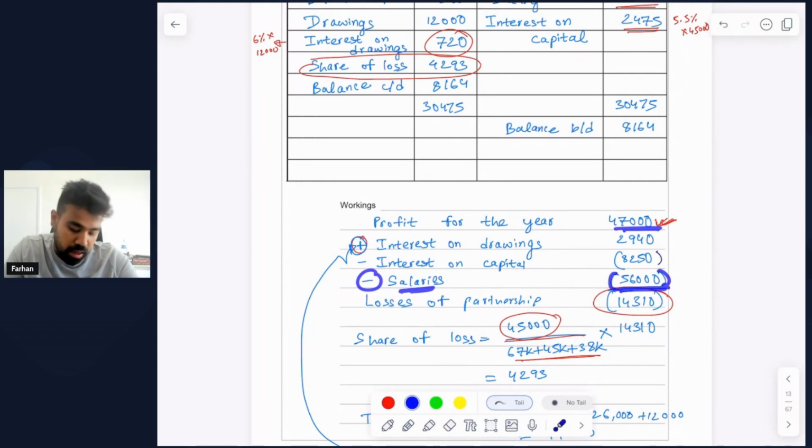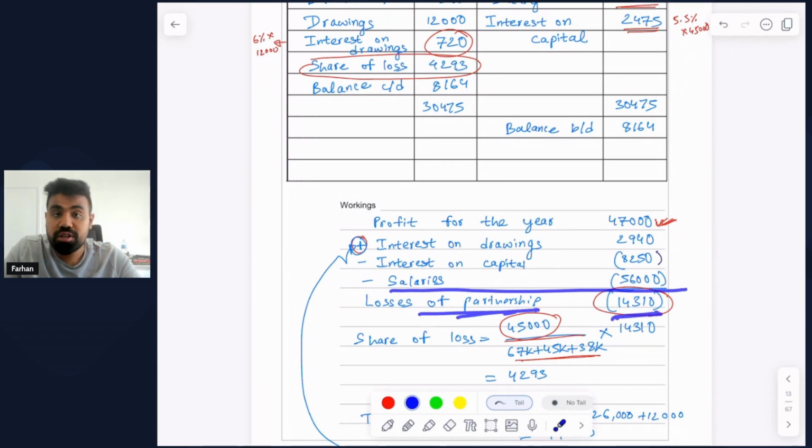Once we have done that, we can see that the partnership has made a loss, because we have a negative balance of 14,310 pounds. Prior to all these appropriations for capital, drawings, and salaries, we know the partnership made a profit of 47,000 pounds. But after all these appropriations have been factored in, the remaining balance for distribution among all the partners is indeed a loss, which is 14,310 pounds.